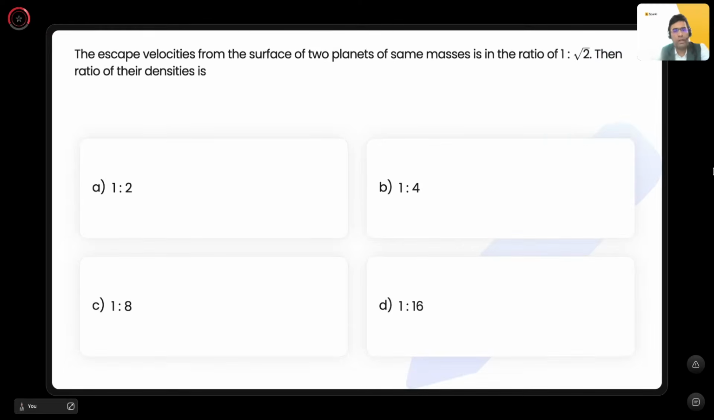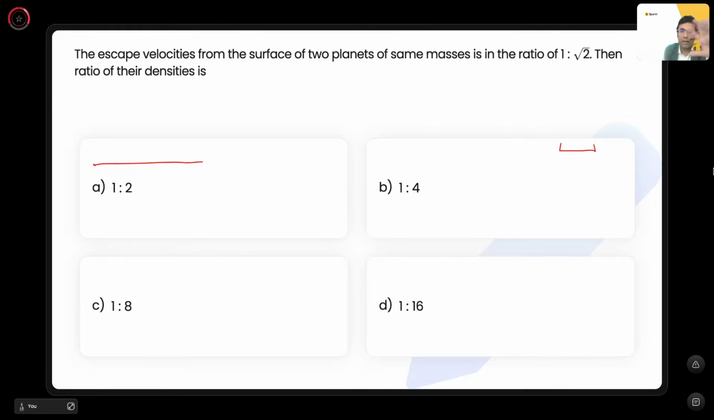The escape velocity from the surface of two planets of same masses is in the ratio 1:√2. Then ratio of their densities is. So though 1 hour is over, I'll extend it by like 3-4 minutes more. 1 or 2 questions are left, so let's cover them up as well.